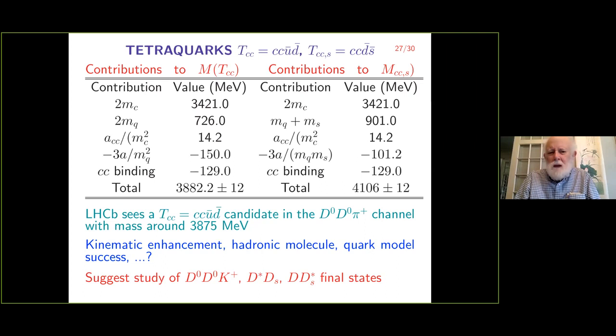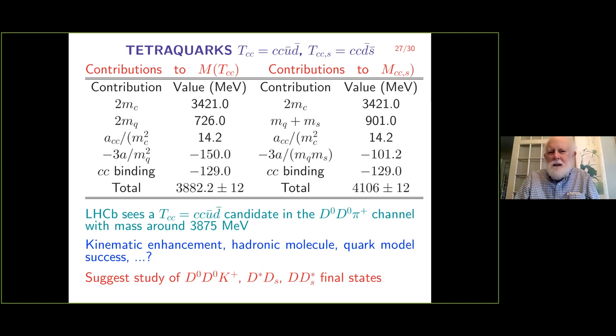Now, if that fails, the likely explanation is that the state at 3875 MeV is indeed a kinematic effect or a molecule. But we'll see if the strange partner is observed where we think it is for a genuine compact tetraquark. Next slide, please.